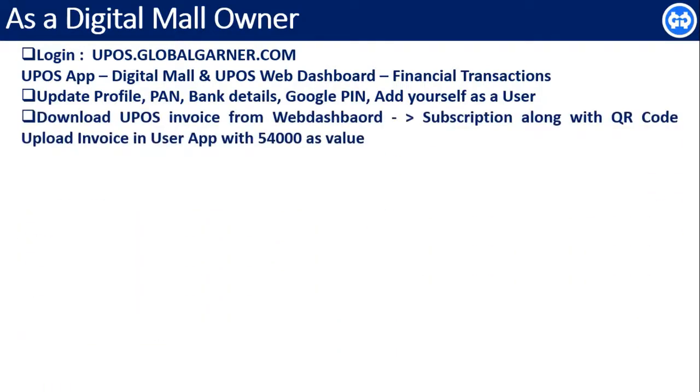Then you need to download the UPOS invoice from the web dashboard subscription. There will be a QR code; upload it in the user app. I mentioned the value should be 54,000 because most of the time we make an error: we paid 63,720, so you tend to put 63,720. It should not be, as the GST goes to the government. So you need to mention 54,000. That is why I specifically mentioned it.